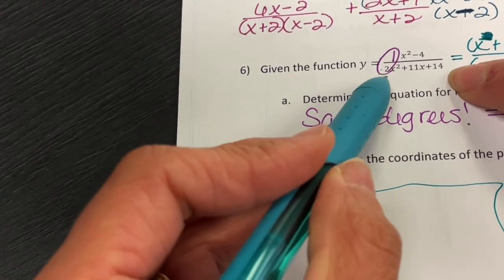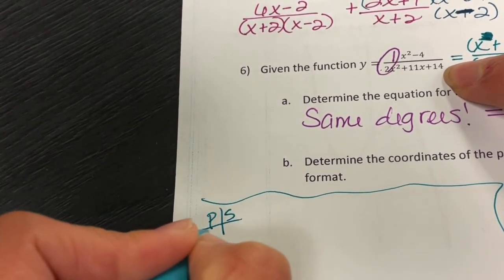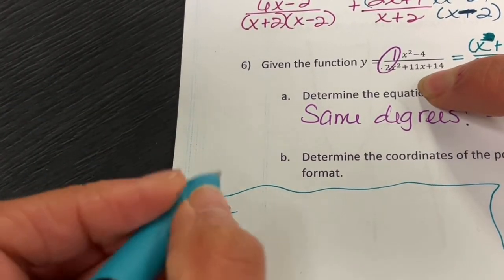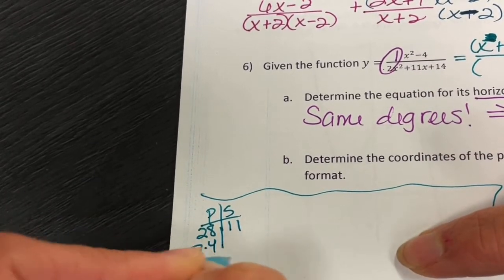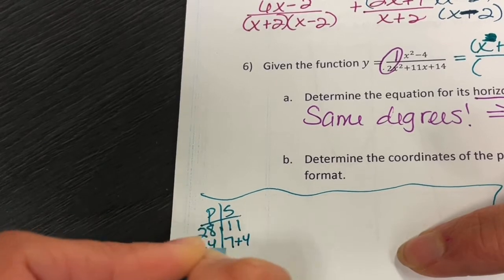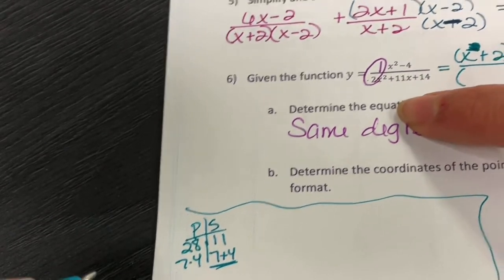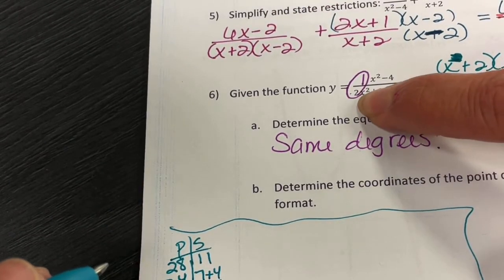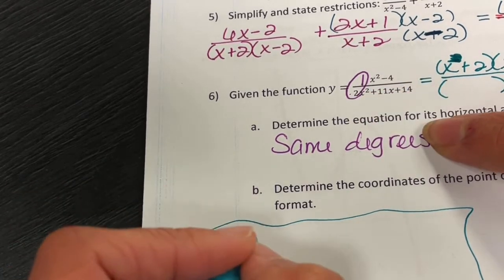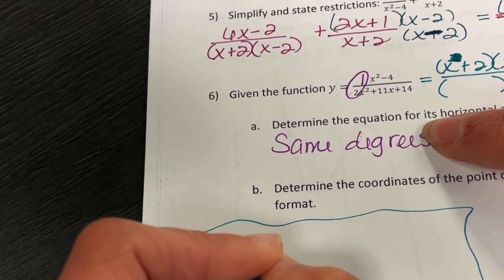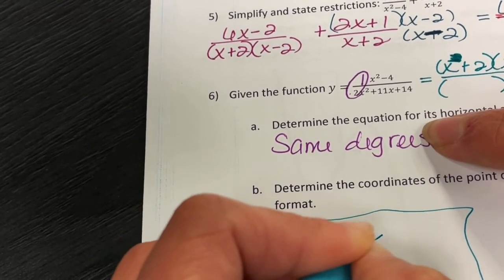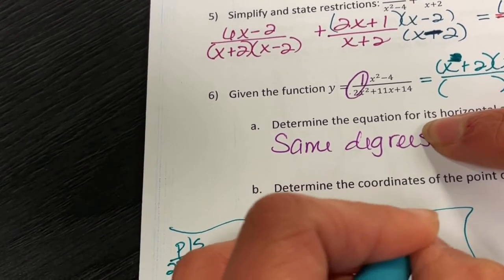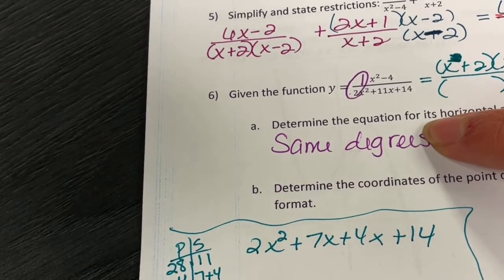The product is A times C. 2 times 14 is 28, and it's got to add up to 11. Well, 7 times 4 is 28. 7 plus 4 is 11, so these are the numbers I'm looking for. When it's a hard trinomial, meaning the leading coefficient is bigger than 1, you have to replace the middle term with the new numbers. So 2x squared plus, I need a 7x and a 4x because they add up to 11, plus 14 on the end.